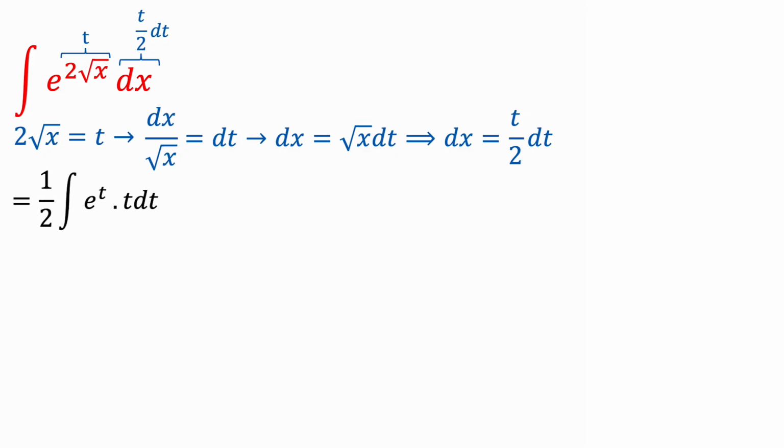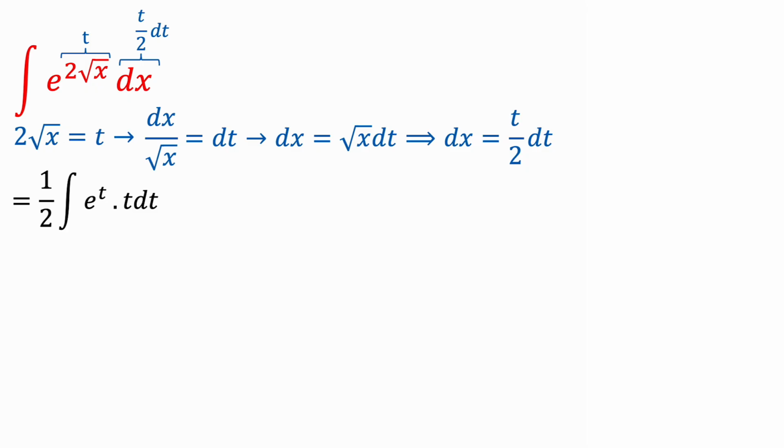There was a t over 2, and I will put its 1/2 outside the integral. So it becomes 1/2 of the integral. Instead of e to the power of 2 times the square root of x, we substitute t for 2 times the square root of x. Then it becomes e to the power of t. And instead of dx, we decided to substitute t over 2 times dt. I moved the 1/2 constant to the front and it became t dt.